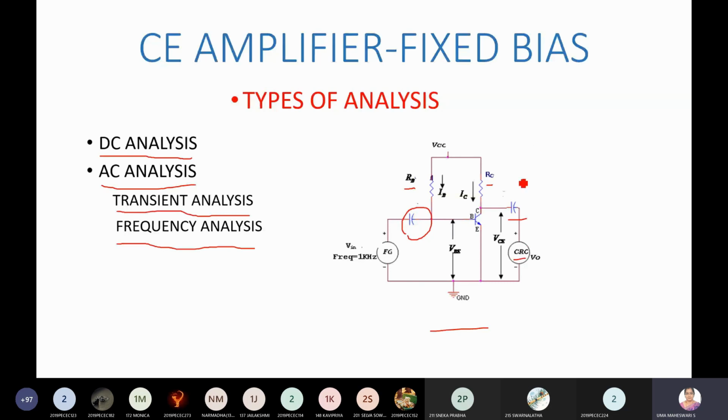Now, can anyone say what is the stability factor for fixed bias? Just to check whether you are able to relate the theory which you have studied already. For a fixed bias circuit, what is the expression for stability factor? 1 plus beta. Yes, very good. Beta is going to be a very high value, so the value of stability factor is also very high.